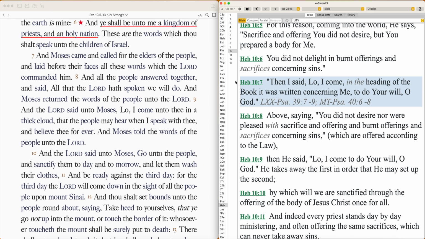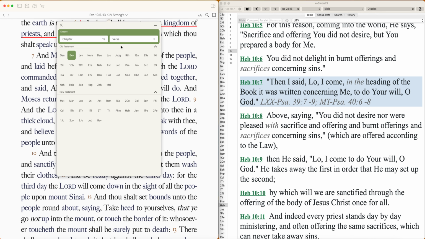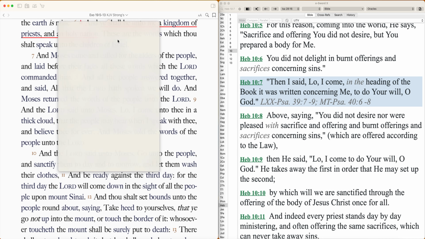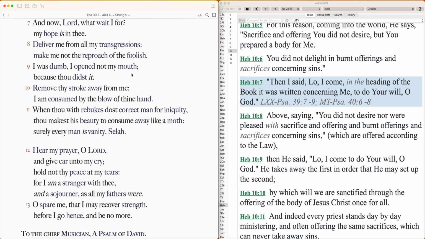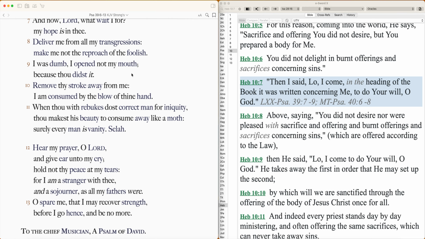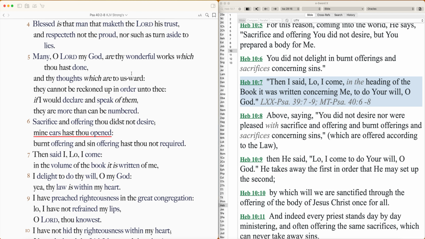I'm going to go here on the left. I'm going to show the same verse. I'm going to go to Psalm, let me see, Psalm 39. The book of Psalm, chapter 39, and verse 7. Okay. See, Psalm. Okay, that's in the Septuagint, but I'm going to go to Psalm 40 and verse 6. So this is where this is quoted.